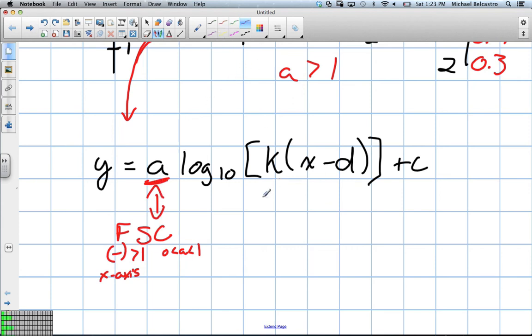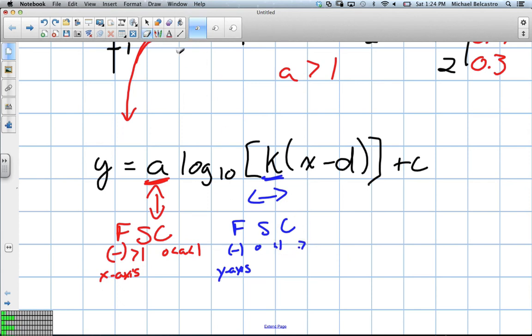Our k is horizontal flips, stretches, and compressions. Their difference is this flips on the y-axis. It's the opposite of the other one: a compression is when k is greater than 1, and a stretch is when k is between 0 and 1.